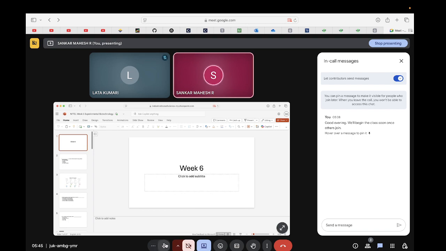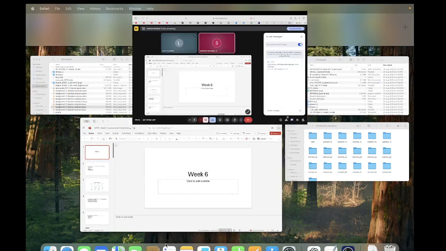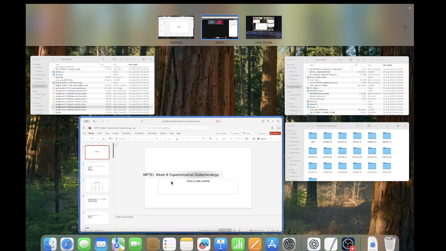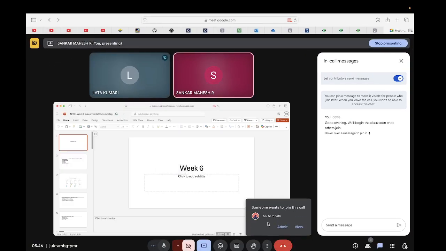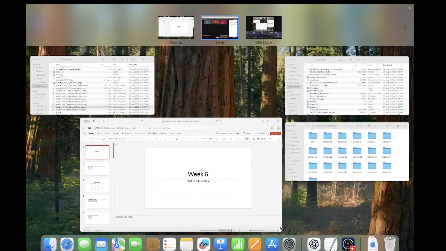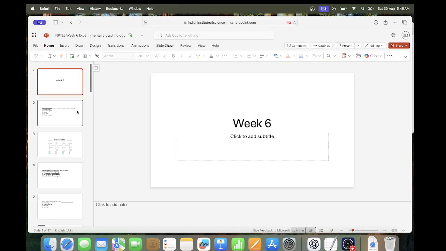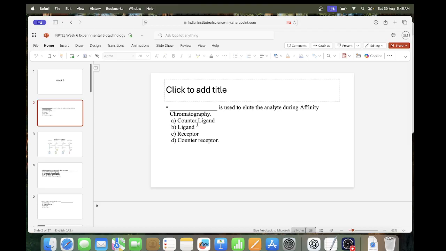Today we'll start with the sample problems for week 6 of NPTEL Experimental Biotechnology. The first question for today's class is: dash is used to elute the analyte during affinity chromatography. Option A counter ligand, option B ligand, option C receptor, option D counter receptor.